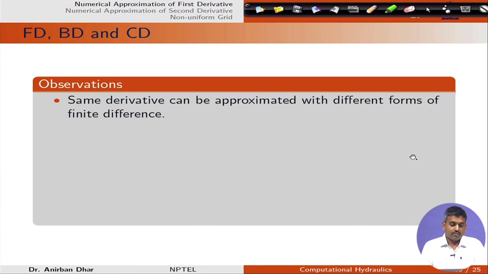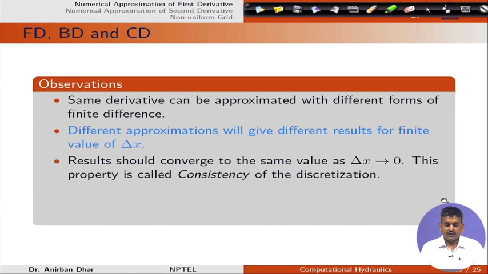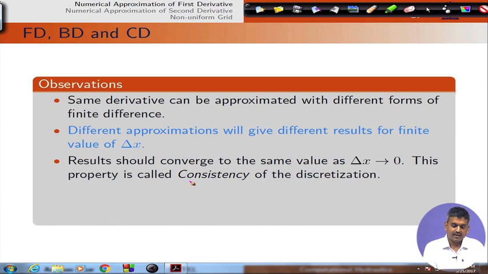So, what are the observations? Same derivative can be approximated with different forms of finite difference. Different approximations will give different results for finite value of delta x. The result should converge to the same value as delta x tends to 0. This property is called consistency of the discretization.